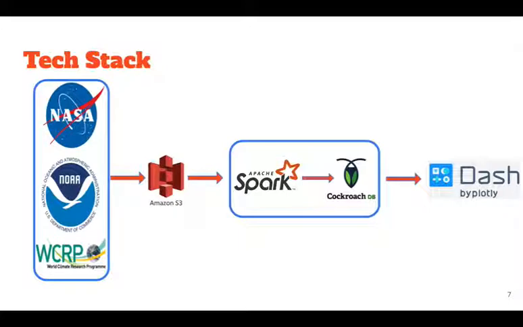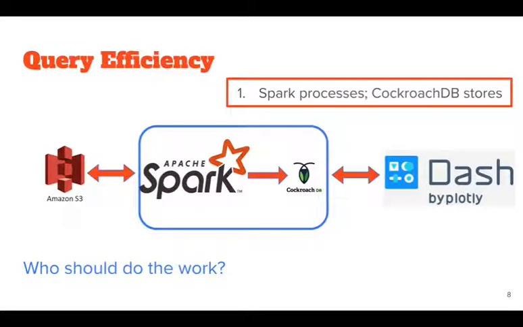And so I originally chose CockroachDB because of its horizontal scalability, in other words, it's a distributed SQL database, and I'm dealing with a relatively large volume of data, and so I wanted to be able to scale. But in the process of learning about this database, I found out that it actually has its own distributed processing framework. And so one of the things I started to think about and spend some time on is query efficiency. In other words, who should do the work?